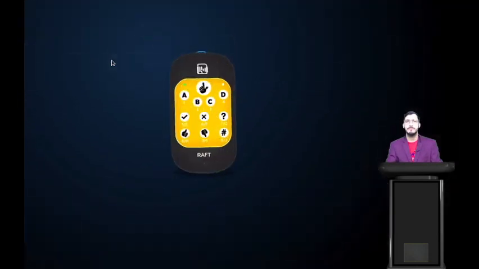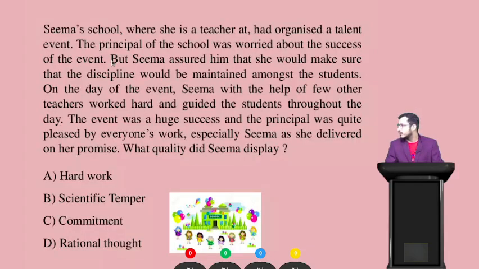Okay, students? Now it's a value based question. Seema's school, where she is a teacher, had organized a talent event. The principal of the school was worried about the success of the event, but Seema assured him that she would make sure discipline would be maintained amongst the students. On the day of the event, Seema, with the help of a few other teachers, worked hard and guided the students throughout the day. The event was a huge success and the principal was quite pleased by everyone's work, especially Seema, as she delivered on her promise. What quality did Seema display?